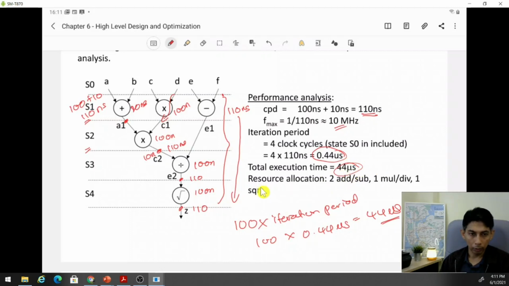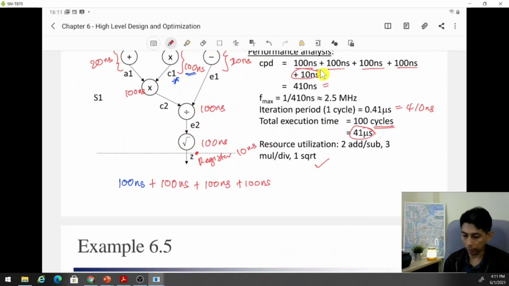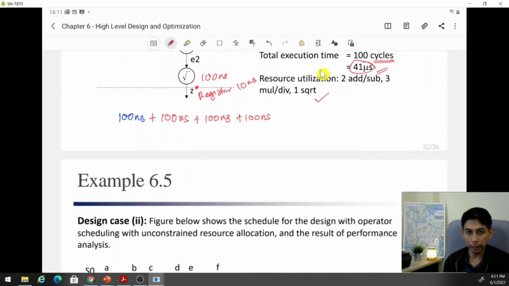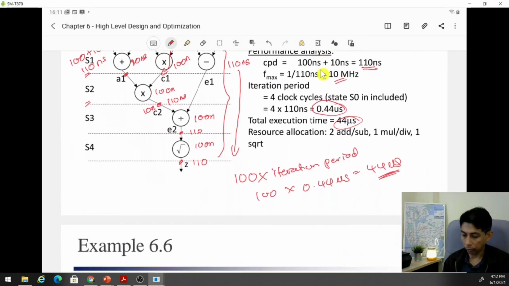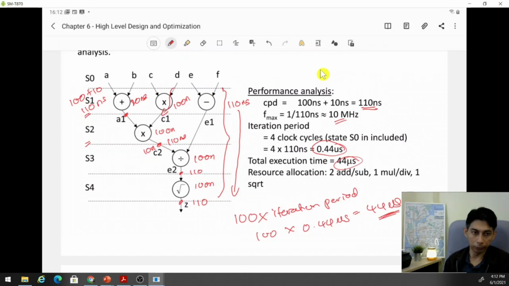Right? So resource allocation, we will see that we use only two adder subtractors, one multiplier, and one square root module. So the size is less now as compared to the first one, but execution time is 44 microsecond, and before that it is 41. All right, only slightly slower, but we have a smaller design now.